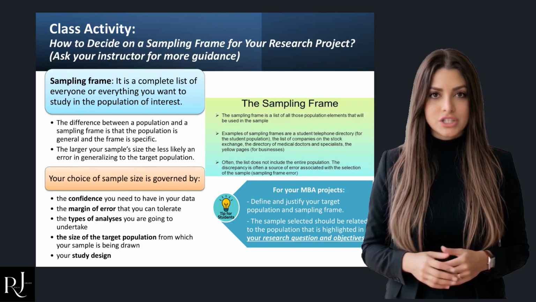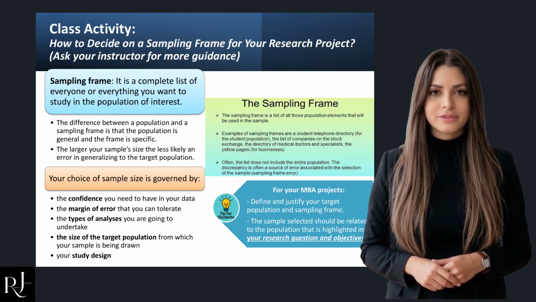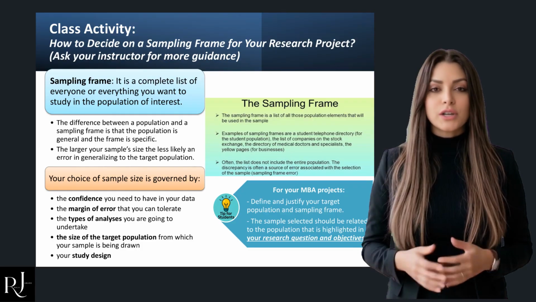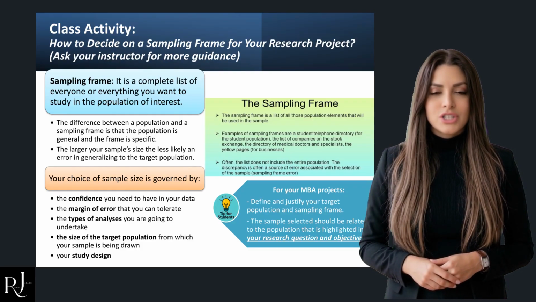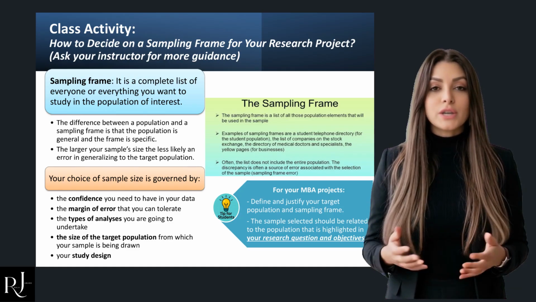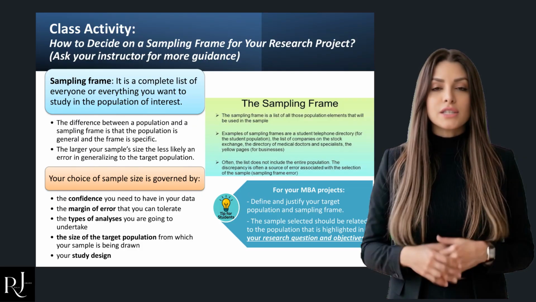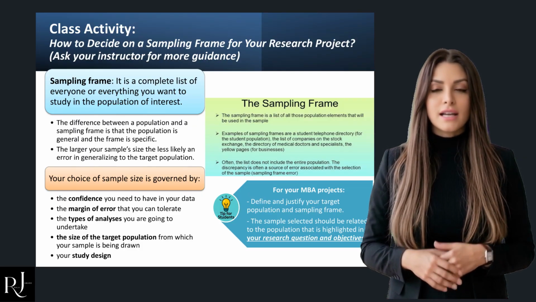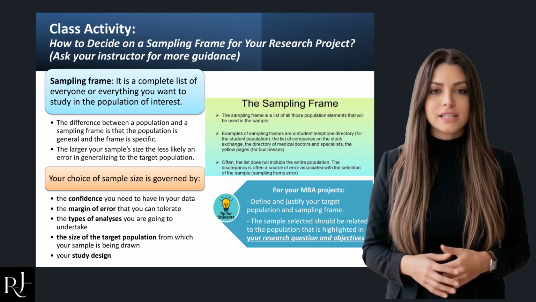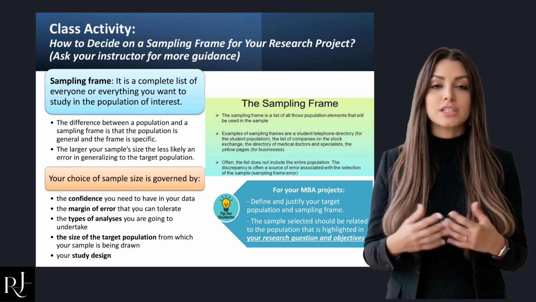The general population here is all university students, but your sampling frame could be a list of students from a particular university, which is much more specific. It's like having a student telephone directory. For instance, if you're conducting a study on a specific university campus, this directory can serve as your sampling frame listing every student in that university.